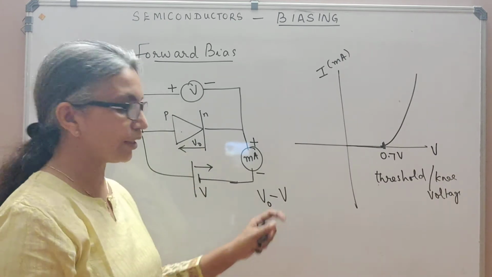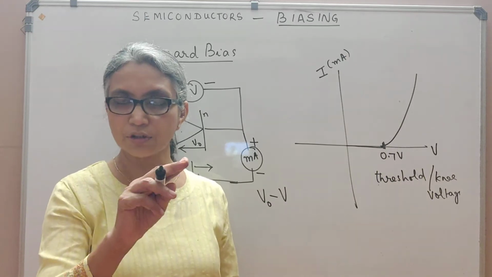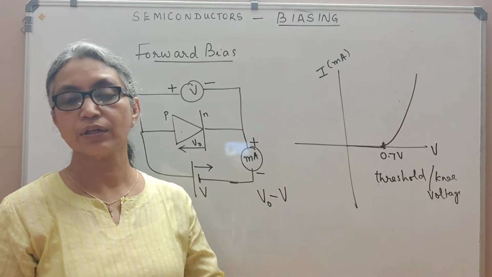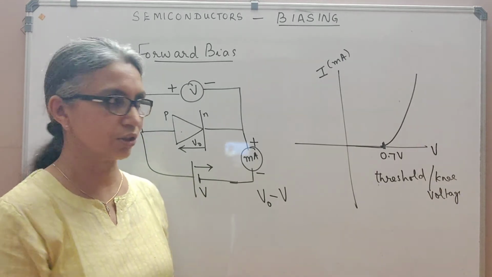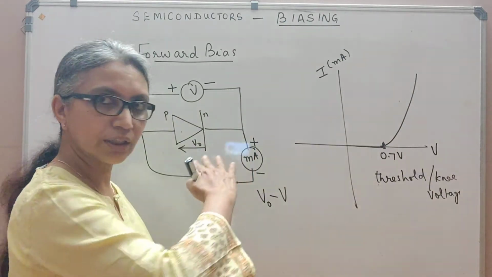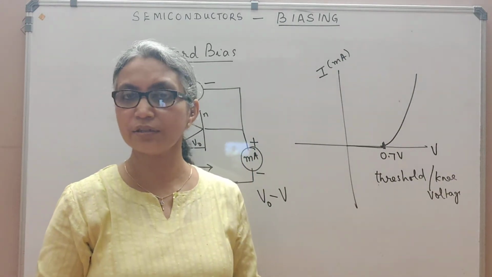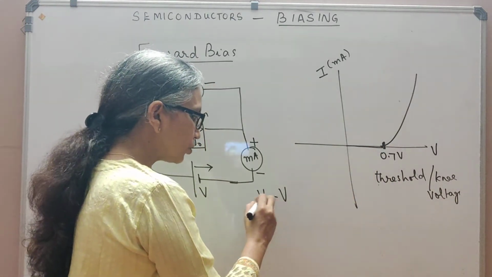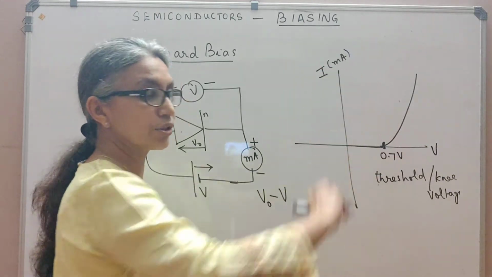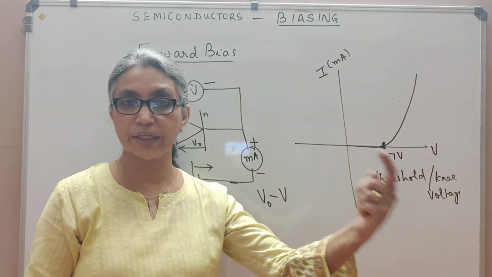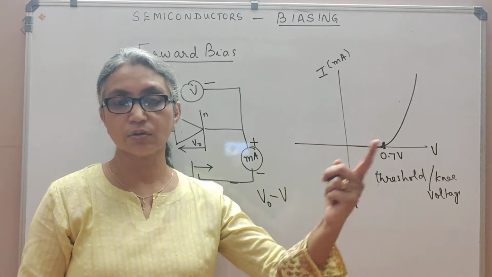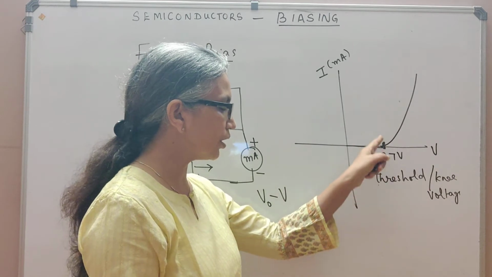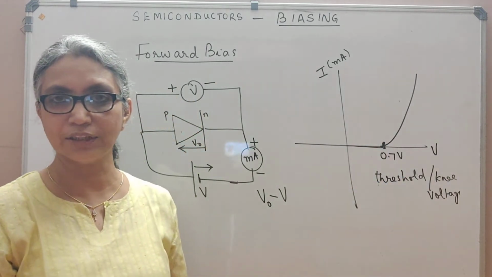So since both are in the opposite direction, we have V0 minus V, so the potential across the junction decreases, and when the potential across the junction decreases, you favor the movement of majority carriers across the junction. And that is why, as majority carriers cross the junction, we have what is called the diffusion current. At around 0.7 volt, that is when these two are the same, you will see a large number of electrons crossing over from N to P side, and holes crossing over from P to N side, causing a large diffusion current, and the voltage at which this happens is called the threshold or the knee voltage.